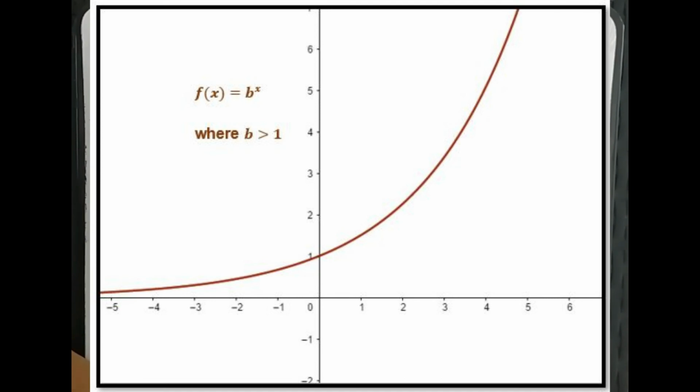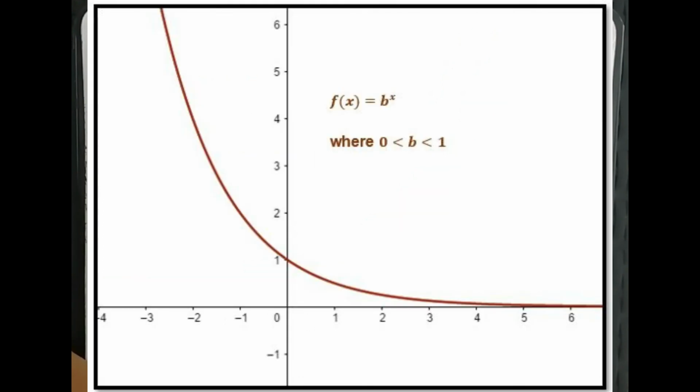Makikita talaga natin dito na kapag ang b natin ay greater than 1 at ina-approach natin yung positive infinity, tama nga, papunta siya sa positive infinity. Tapos, kapag naman b natin is greater than 0 but less than 1, pansinin nyo naman, as we approach negative infinity, yung f of x naman natin papunta kay positive infinity.